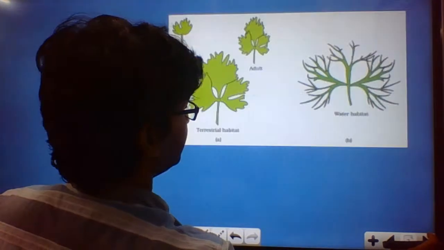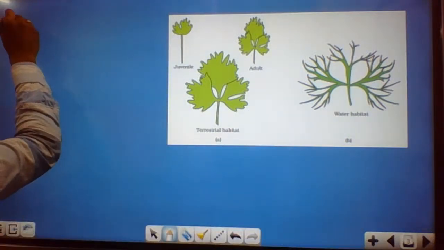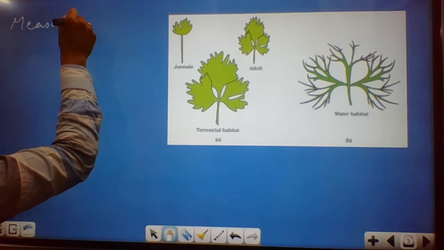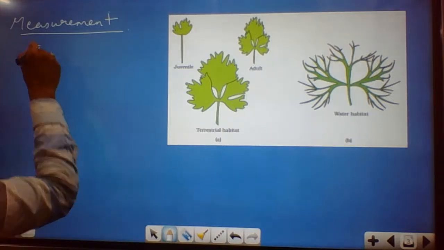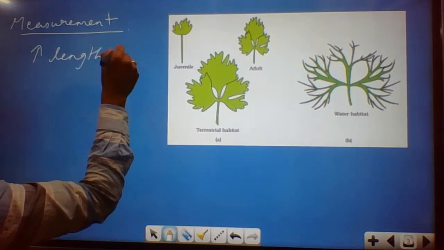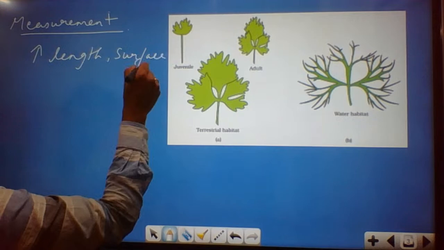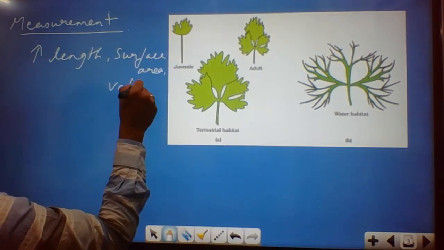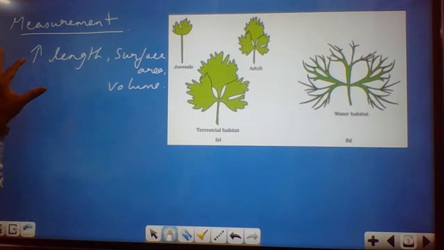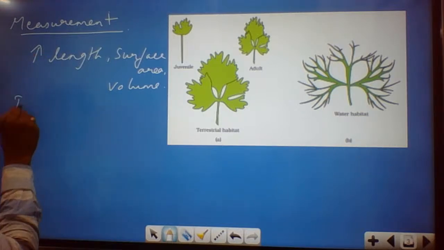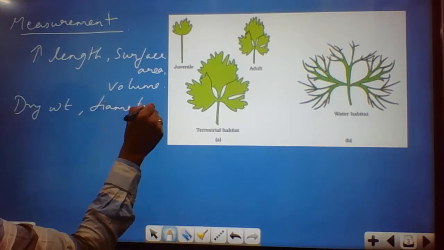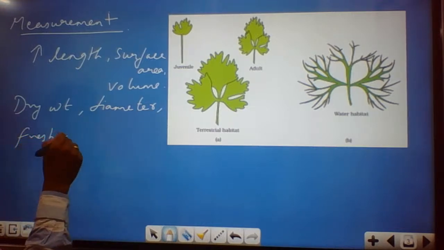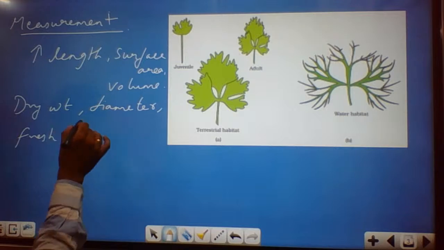Fine. So coming to another measurement area, since I don't have place, I write it here. Measurement. What are the different techniques by which you can measure? By means of increasing length, surface area, or volume. By these means we can go ahead with the measurement. Also by dry weight, by increase in diameter, and by the fresh weight of the plant as well.